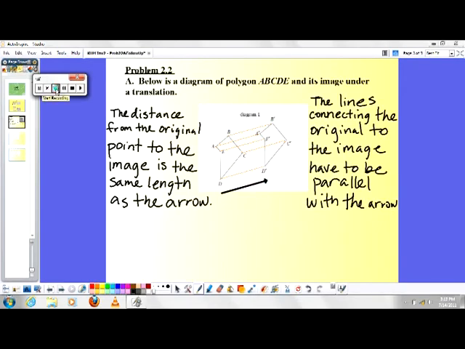The second thing that has to be true: if you look at all the lines connecting the original to the image, they have to be parallel with the arrow. So if you look, all these lines are parallel. Now, it's not enough to say that the lines are parallel to each other because they could be going in the wrong direction. It has to be parallel with the arrow because that's the direction that we have to move. These are the two things that have to be true in order to have a correct translation. Once you know these two things, we're going to use them to help us actually translate a picture.